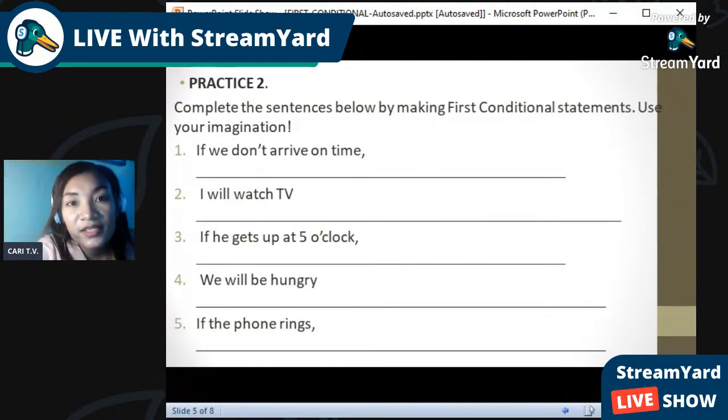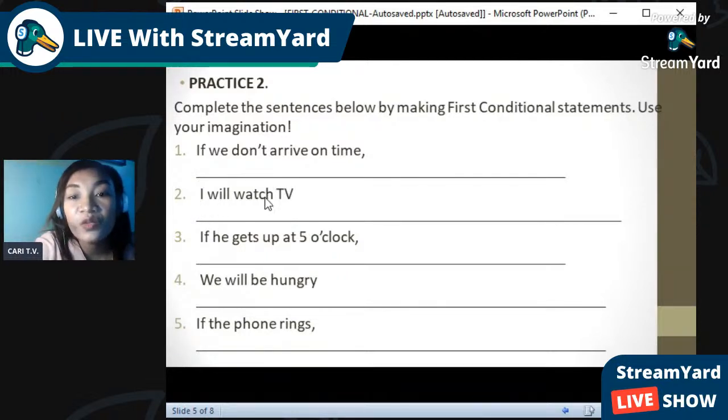Okay, to my students who were not able to join in the online class, this will be your assignment. Complete the sentences below by making first conditional statements. Use your imagination. So let me start with the answer. Okay, get your pen and paper. All right. If we don't arrive on time, we use we. Okay, use we and then will and then write your answer. We will be late, for example.